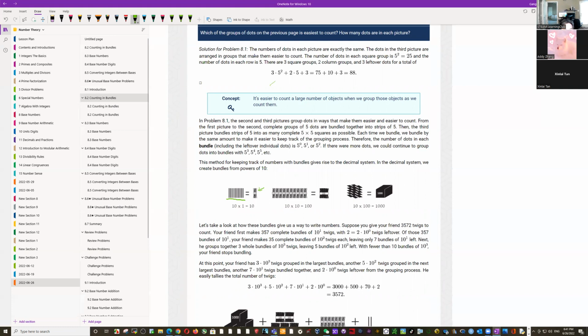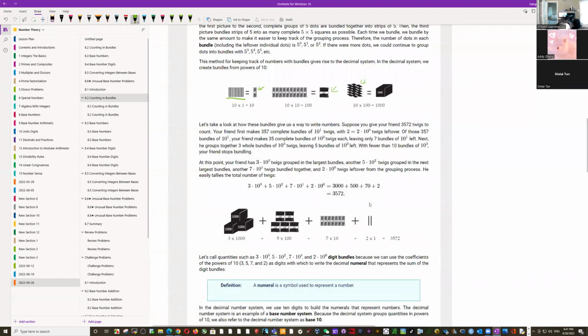Then every 10 bundles of 10 straws, we get a bigger bundle. Then for every 10 bigger bundles, this is 100. For every 10 bundles of 100, we can make a full box, a package of 1,000. That way we are able to count things much faster. And this number system is a position value system.